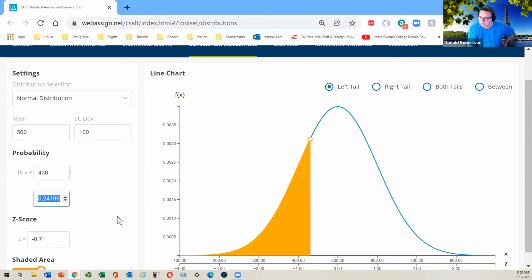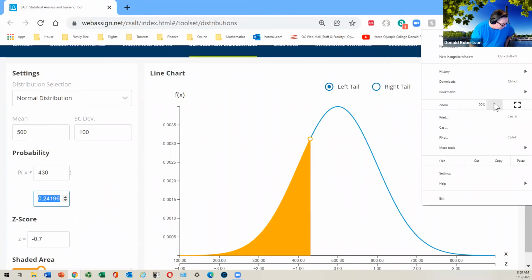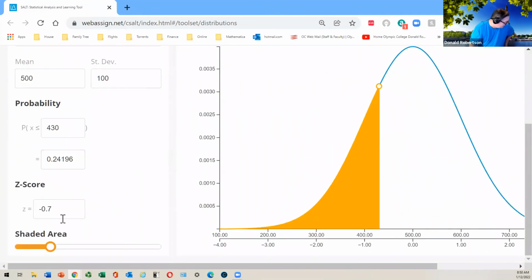Do you see the proportion? You probably round it off to 0.24. Let's make that a little bit bigger. We don't need the picture now. I want to see the numbers. There. And guess what? There's your Z-score as well.